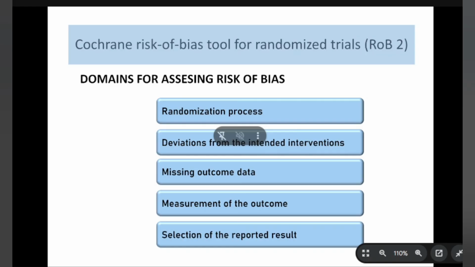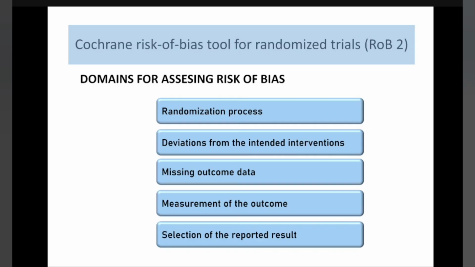The 5 domains are, first, the randomization process. Randomization process means how the randomization was done. I think most people know why the randomization process is required: to remove the bias. I will not go in depth on these things. These are the few domains I'm trying to explain.